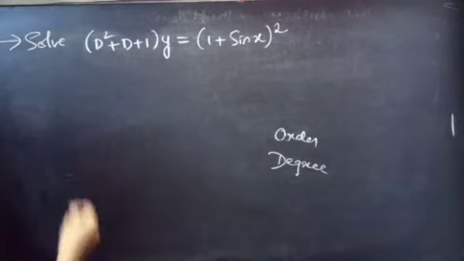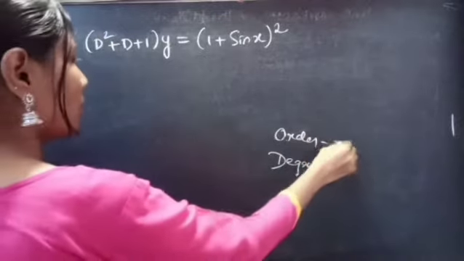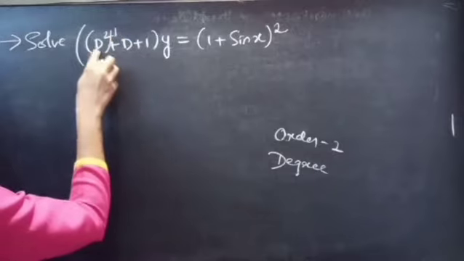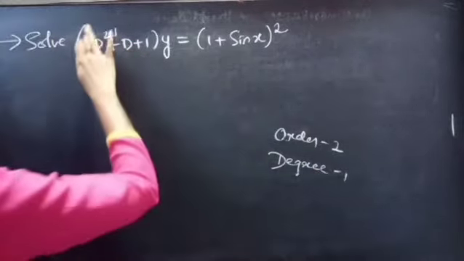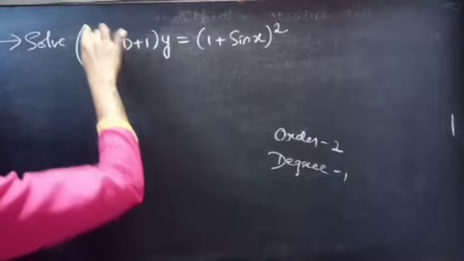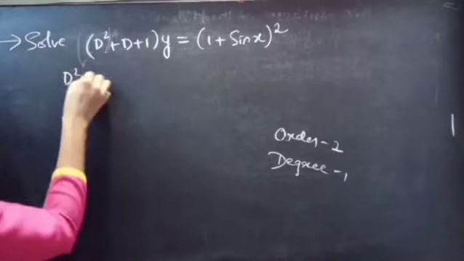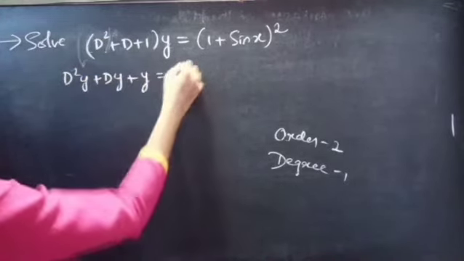Identify the highest derivative. Here D² is the highest derivative, so our order will be 2. And the highest power of the highest derivative is our degree. Degree is 1. Or just write the given differential equation as D²y + Dy + 1·y = (1 + sin x)².